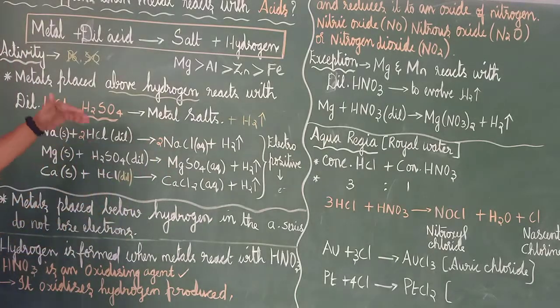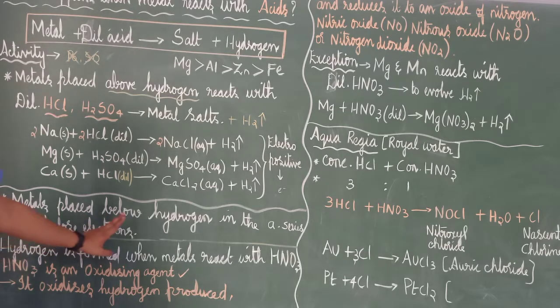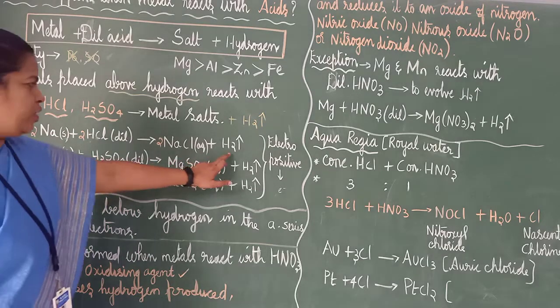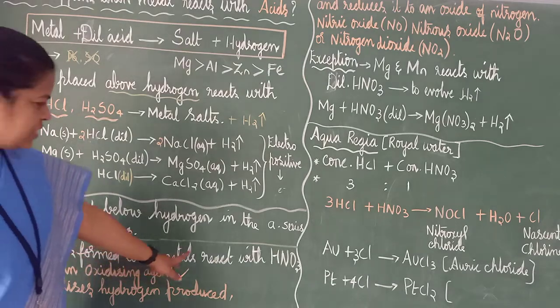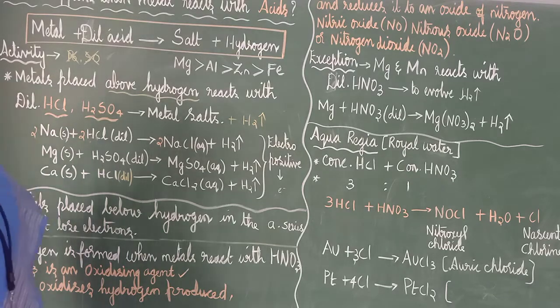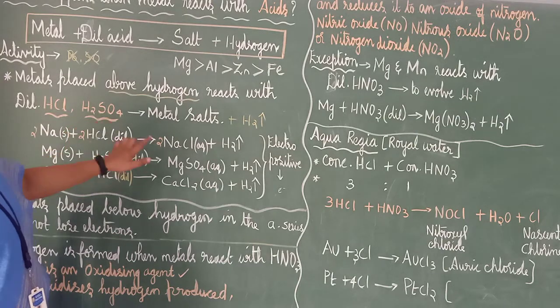And I told these are above hydrogen, and those below hydrogen will not lose electrons. So what happens? Will they give hydrogen? Metals placed below hydrogen in the activity series do not lose electrons. Okay, this is one part. The second part is, here hydrogen is produced, right? One more point: is hydrogen formed when metals react with HNO3? Is it correct? No. We have studied HCl and H2SO4 will give hydrogen.